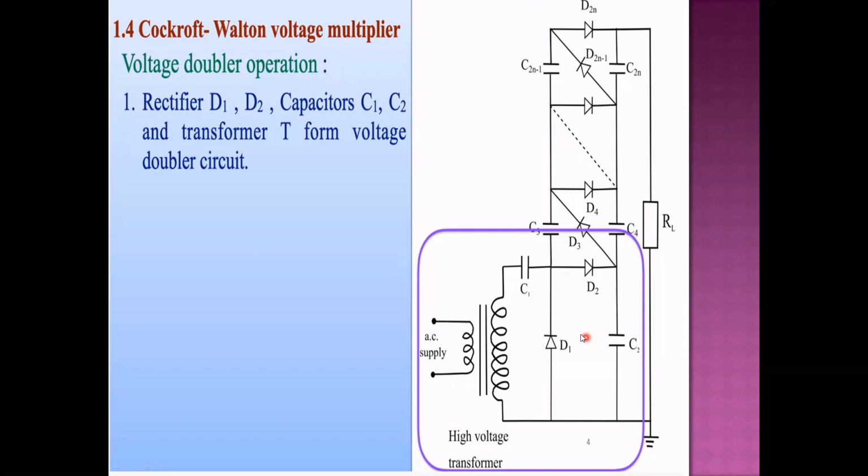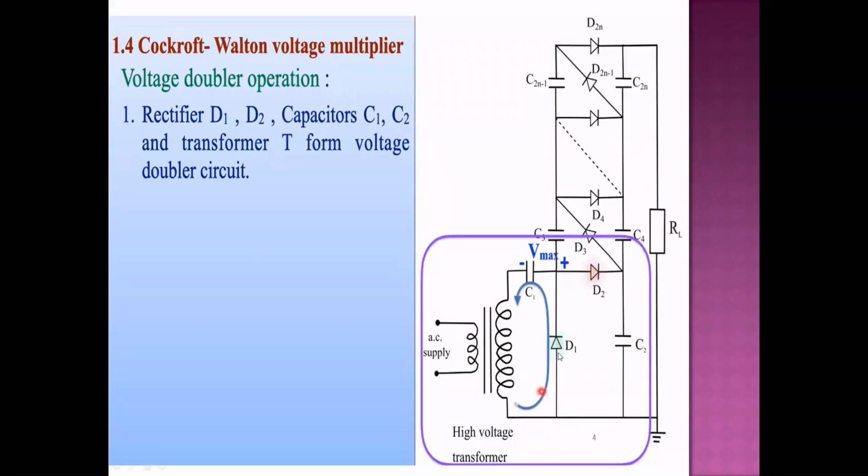You know well the operation of the voltage doubler circuit. During the negative half cycle, here is high potential and here is low potential. Because of the high potential here, the diode D1 is forward biased, and the capacitor charges to V maximum in this polarity, plus minus. Diode D2 is reverse biased. Diode D1 is forward biased, and because of that, capacitor C1 charges to V maximum.